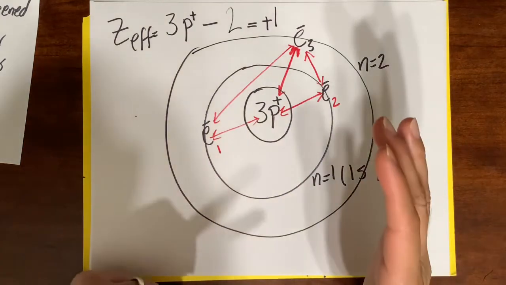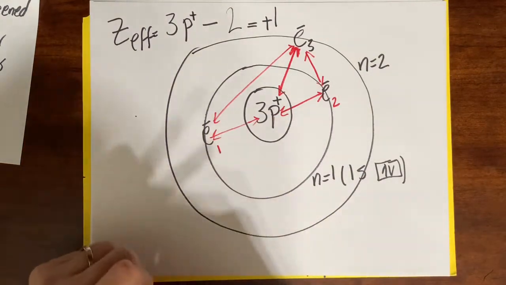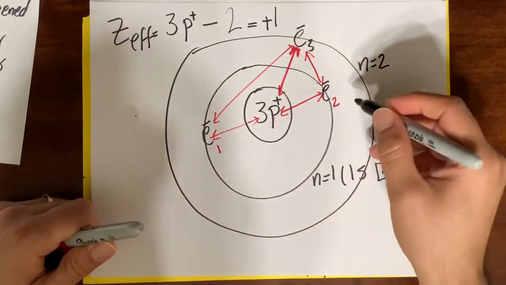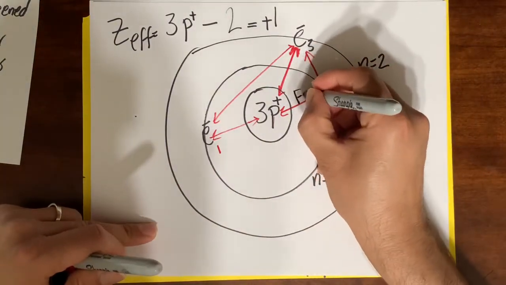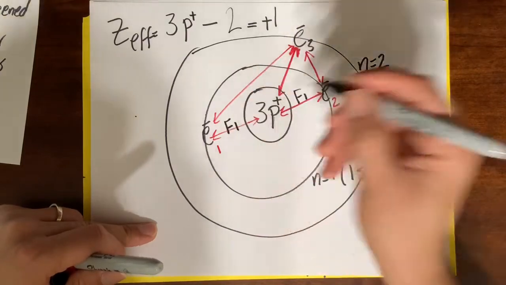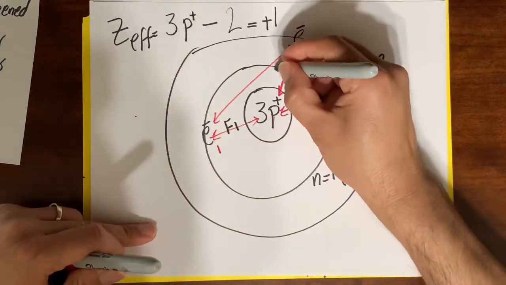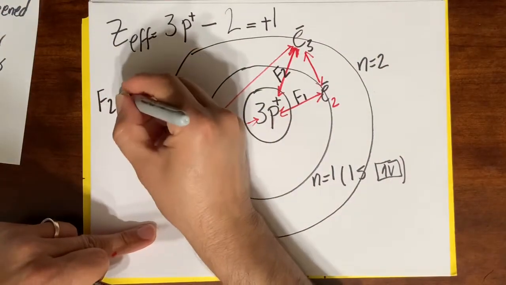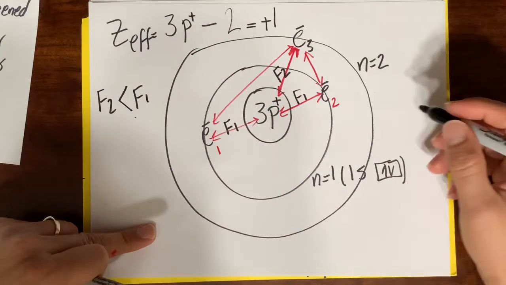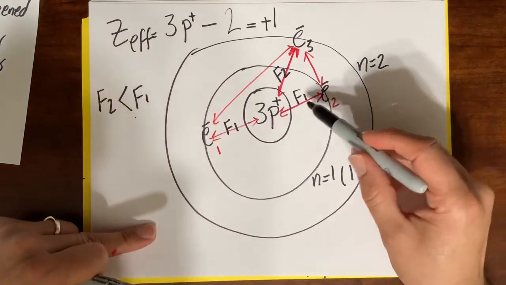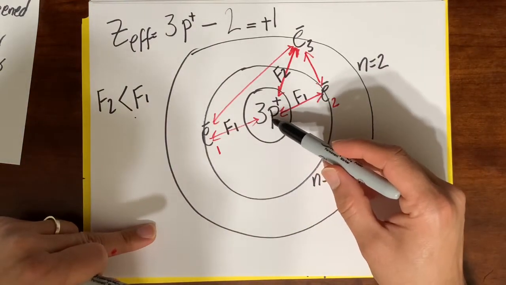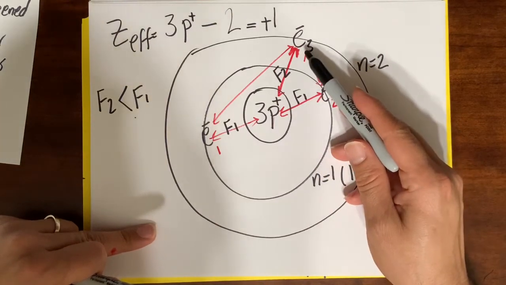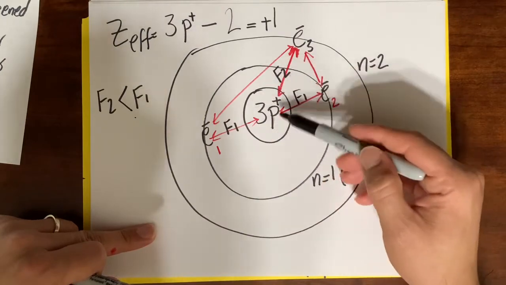So the effective nuclear charge is telling you how much force you have between nucleus and electron. Let's say this one is F1, that one again is going to be F1, at the same level. If this one is F2, F2 is going to be less than F1, because inner electrons will cancel some of the positive charge, and they don't let the outer electron see the entire positive charge.